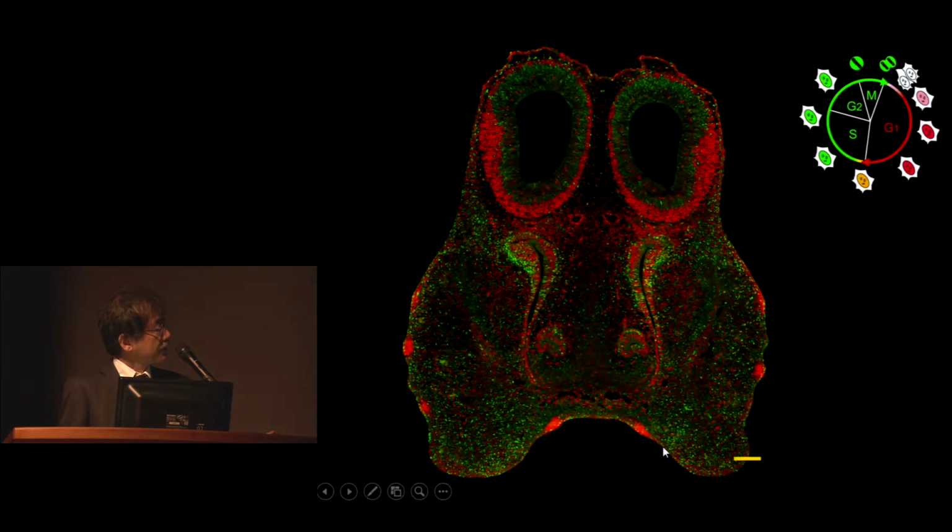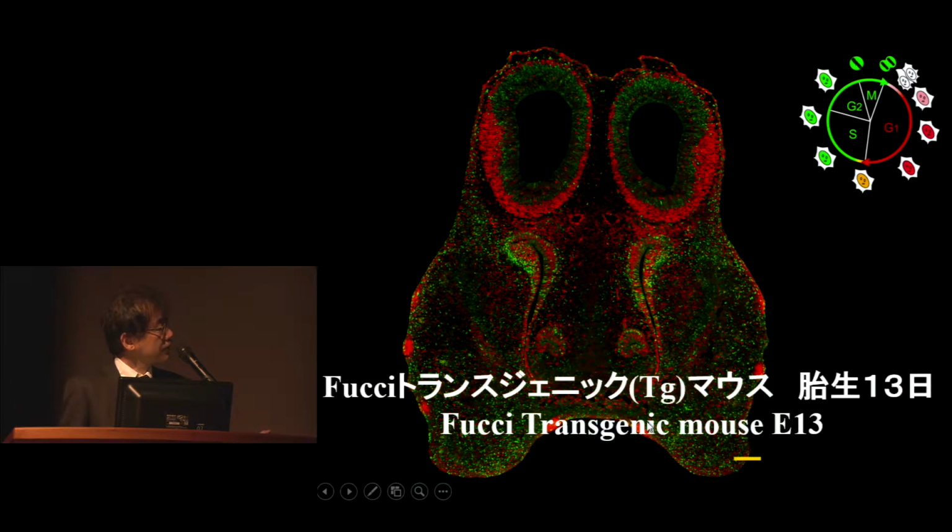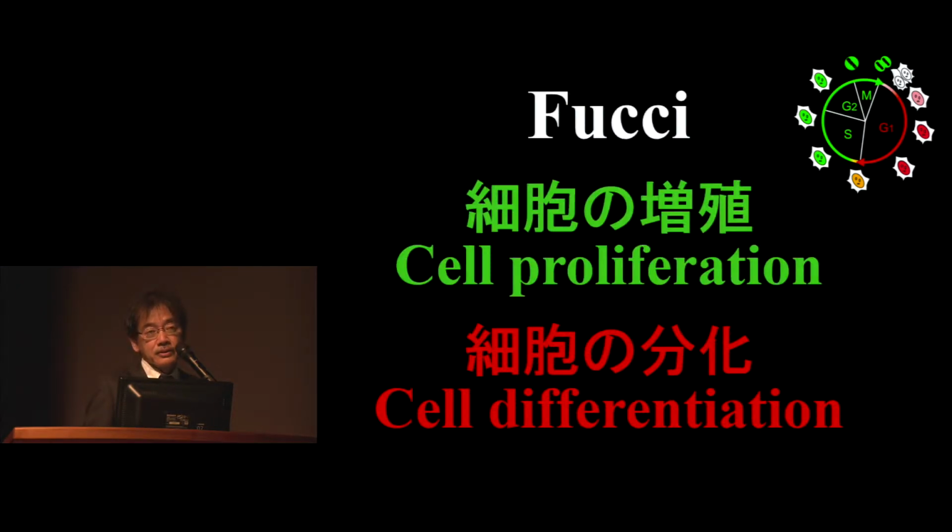And we made transgenic mice. This is a coronal section of the embryo, embryonic day 13. Here, every cell nucleus shows either green or red fluorescence depending on the cell cycle phase. And in the brain, neural stem cells had green and red nuclei in the ventricular zone, but the post-mitotic neurons had only red nuclei in the cortical plate. So the green signal should indicate cell proliferation and the red differentiation.